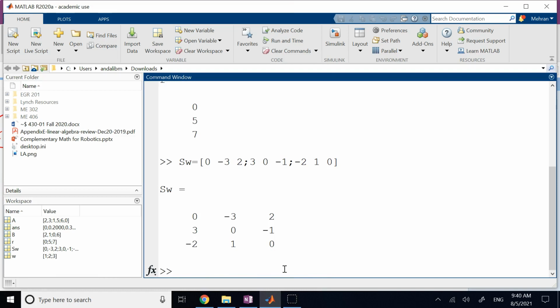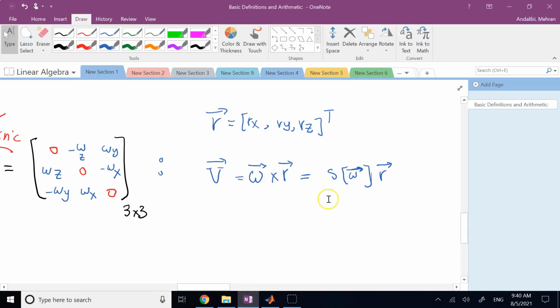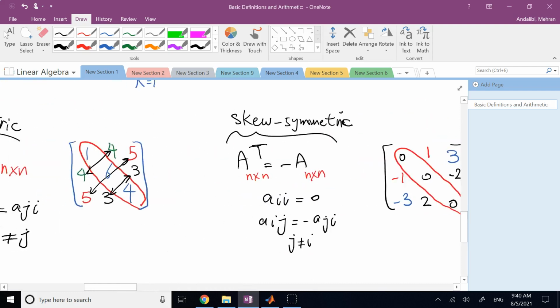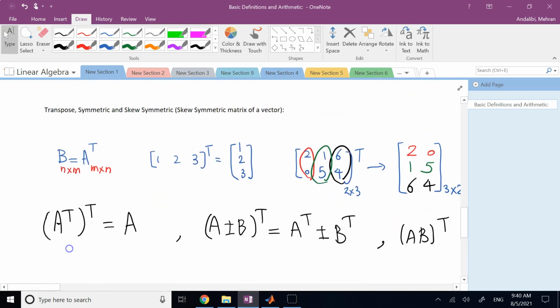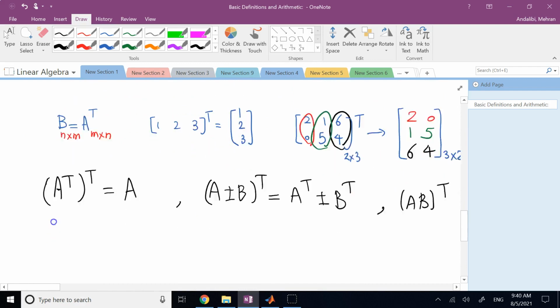Okay, now if I say what is this cross of omega and r, that's the result. If I say what is SW times R, that's the same result. You see, so instead of doing the cross product between omega and R, I multiply the skew-symmetric version of omega by R. So it's a simple matrix product versus the cross product. They are the same thing, okay? But we'll see more and more applications of that as we go forward. So I have covered this.